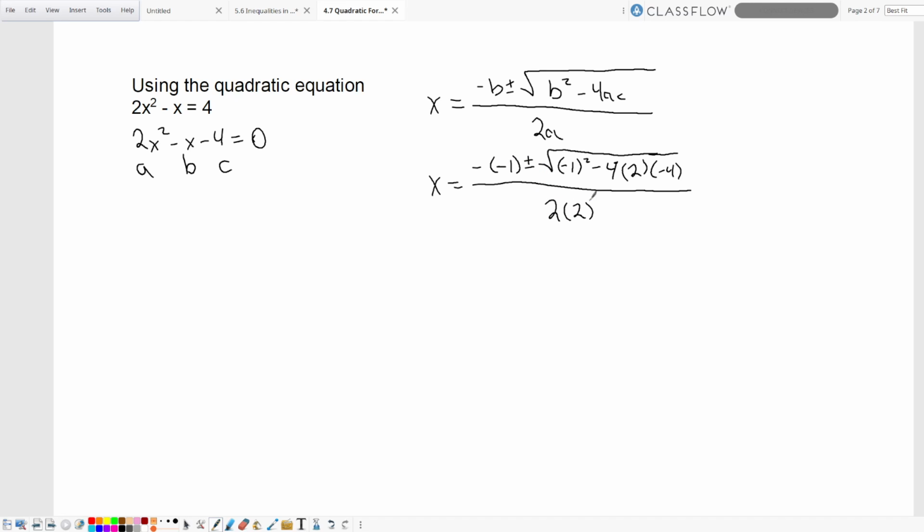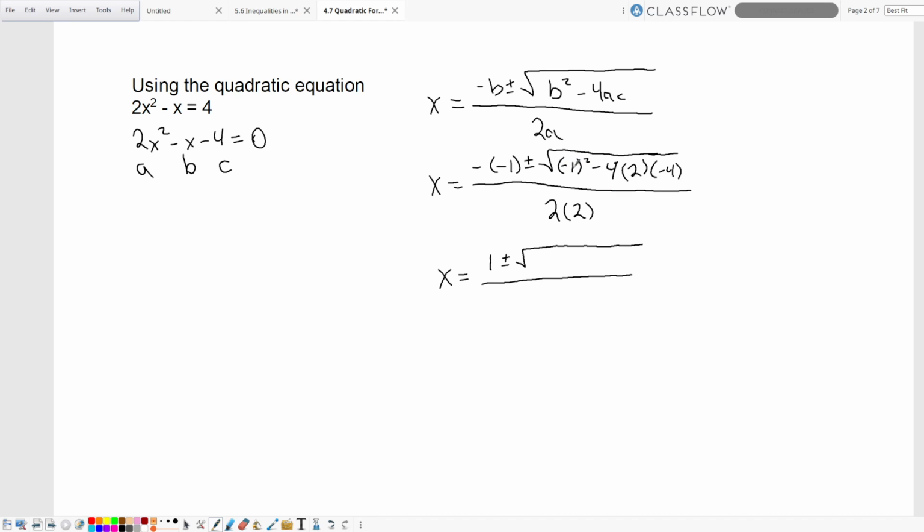And usually the way that I work this out, I deal with anything in front of the plus or minus first. So you have x is equal to, well, negative times a negative gives you a positive 1, plus or minus our square root, and then I'm going to work on everything on the inside of my square root.